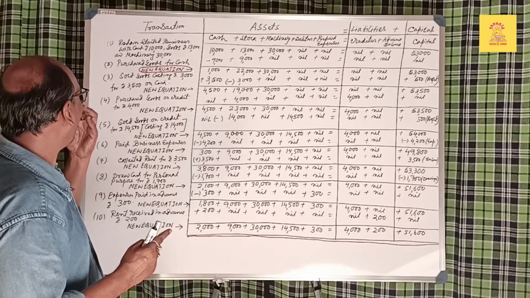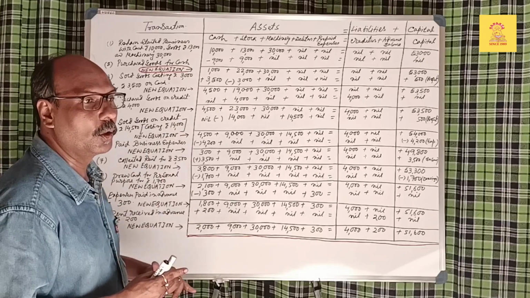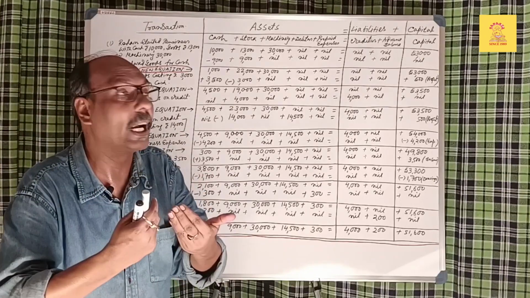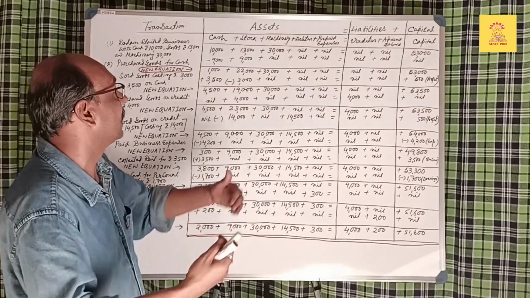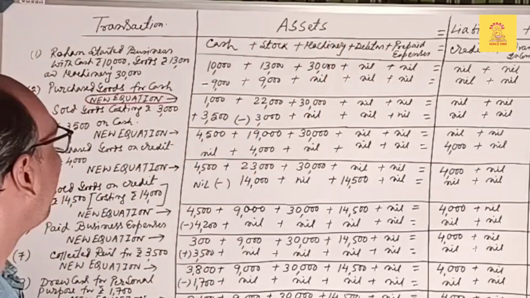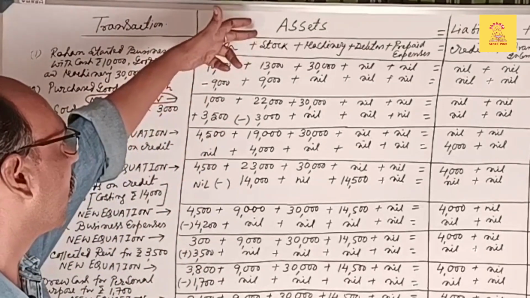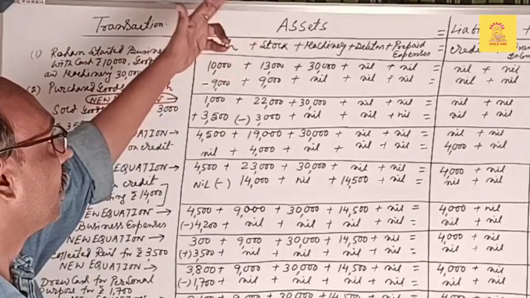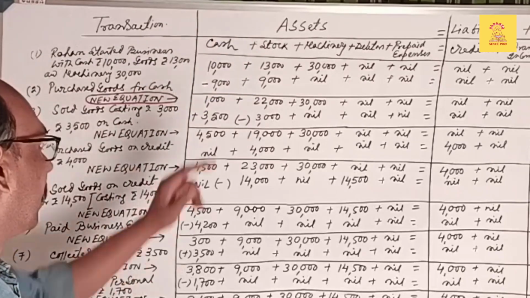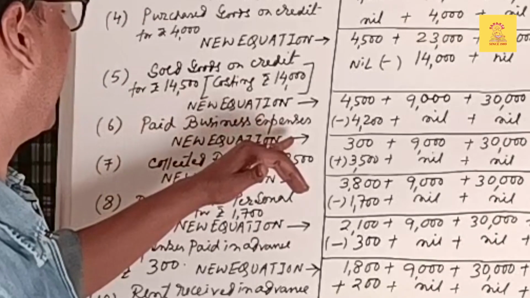sold goods on credit. The same thing, sold goods on credit. So goods are sold to your debtor. So there is another asset introduced, debtors. That's why I have written debtors over here. And stock: sold means outflow of stock, so it affects stock. Stock is already written. So stock and debtors.